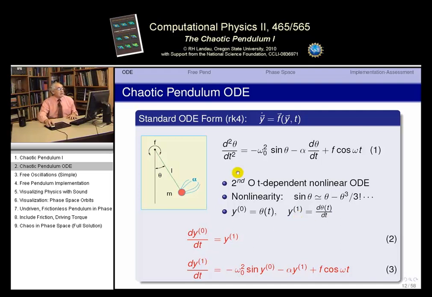And then the real differential equation says that the second derivative of theta, which is just the first derivative of y1, that's what we have, okay, is minus omega 0 squared sine of theta. Theta is, of course, y0, so it's sine of y0, minus alpha d theta dt. D theta dt is just y1, right there, plus f cosine omega t, which just comes in. So equation 3 here is all we have to solve.